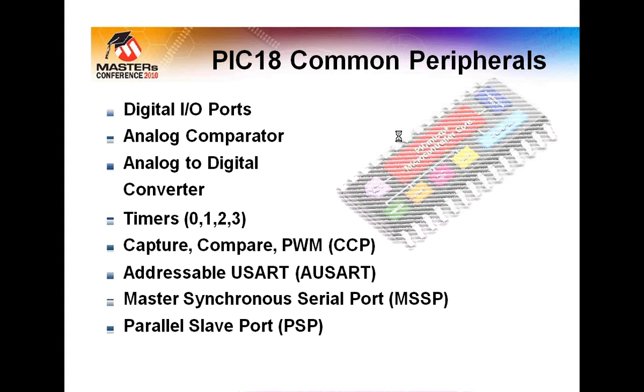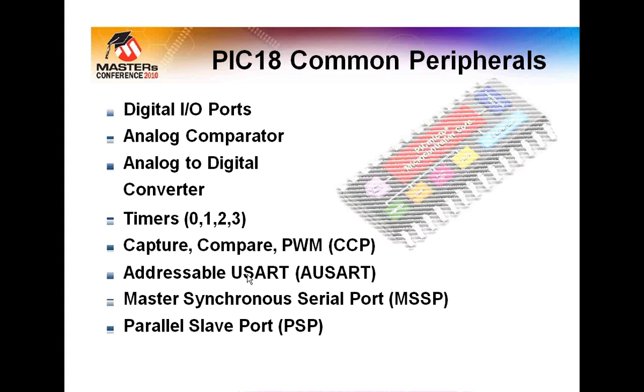So when coming to PIC 18, what are the common inbuilt peripherals present in the microcontroller? We can see digital input output ports, where each port can work as input or output, and an analog comparator, analog to digital ADC, timers, capture, compare, PWMs: capturing the signals, comparing the signals, and PWM generating pulse width modulation. And UARTs, that is universal synchronous asynchronous receiver and transmitter, which is addressable, meaning there is only one UART present that we can directly access.